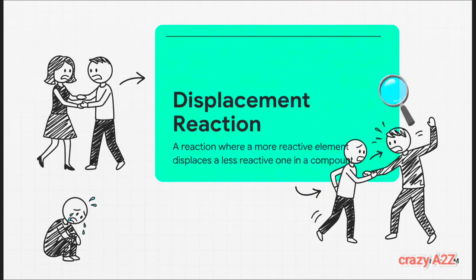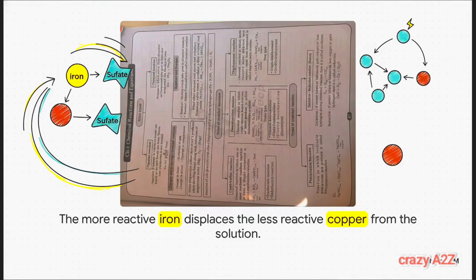Okay, our third type is the displacement reaction. And this one's fun. I always think of it like a chemical dance-off. You've got a couple dancing together on the floor, that's your compound. Then a more energetic, more reactive dancer comes along, cuts in, and steals the partner, leaving the other dancer all alone.